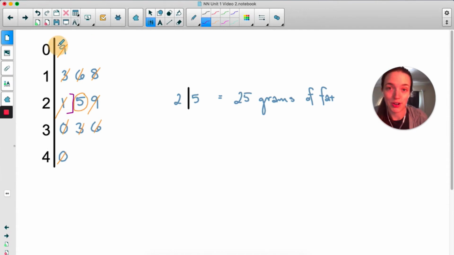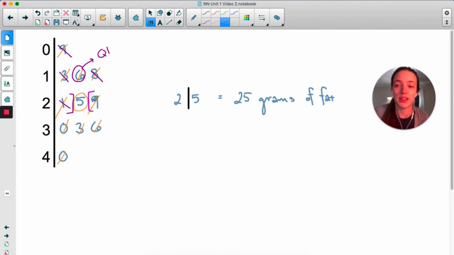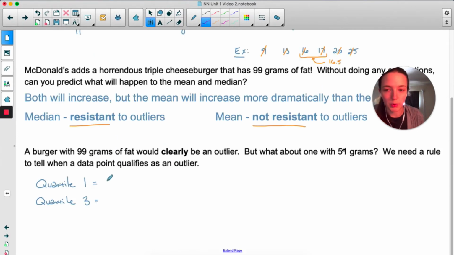We're going to cross things off to find the middle. So lower, upper, there we go. 16 is our first quartile. Now we can do a similar thing with the upper half. So the median was 25, so the upper half would be everything above the median. Upper, lower, there's the median of the upper half. That's our Q3. Quartile 1 was 16, quartile 3 was 33.